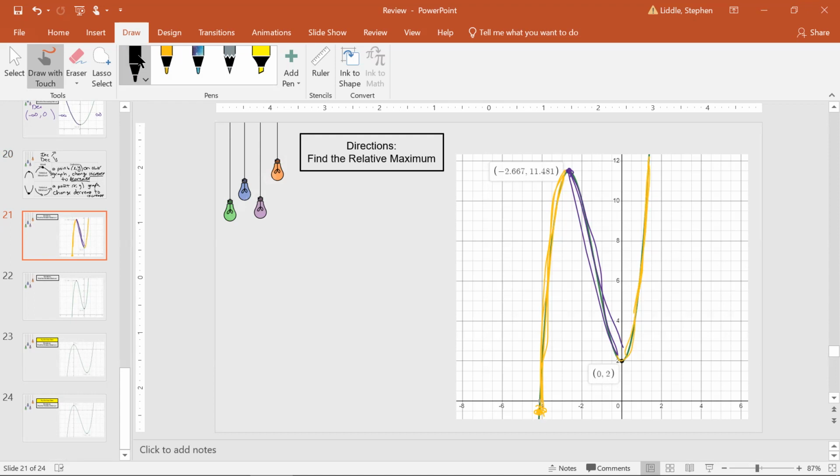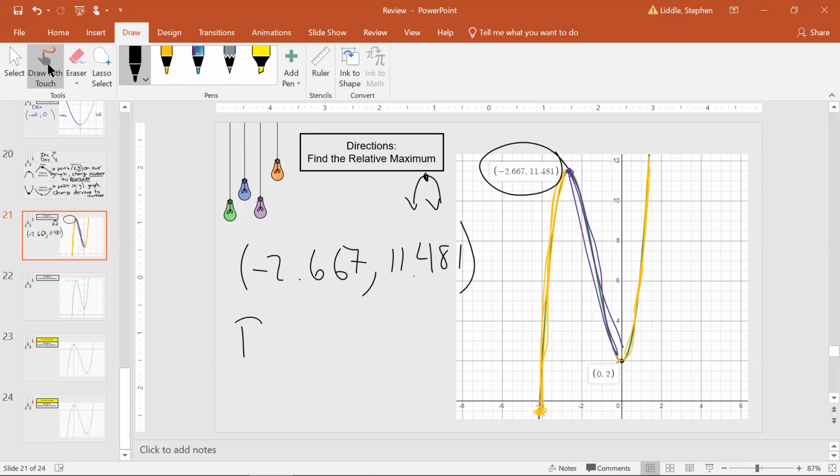So again, our relative maximum is that change from increase to decrease, or it looks like this. You can see from yellow to purple, it looks similar to our hill shape. So this point here, negative 2.667, comma 11.481 is our relative max.